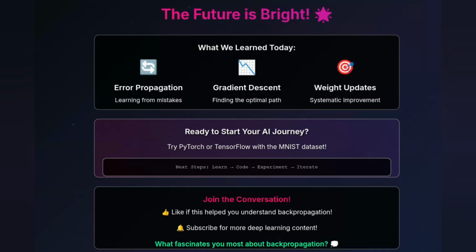If you want to dive deeper, I recommend starting with frameworks like PyTorch or TensorFlow. Practice with simple datasets like MNIST or CIFAR10 to see backpropagation in action. The beauty of backpropagation lies in its simplicity and power. With just calculus and linear algebra, we can train networks that perform seemingly magical tasks.